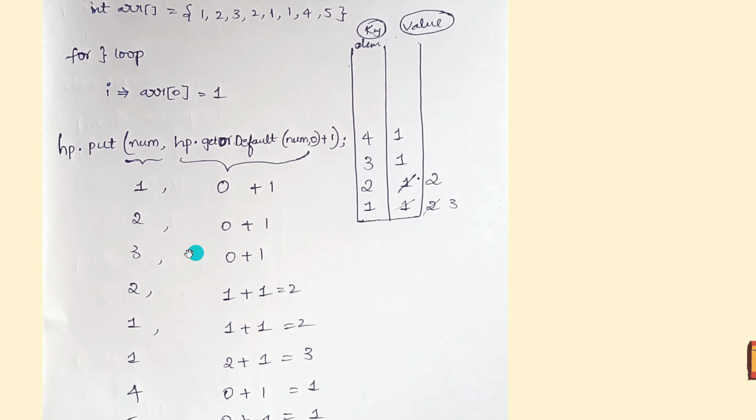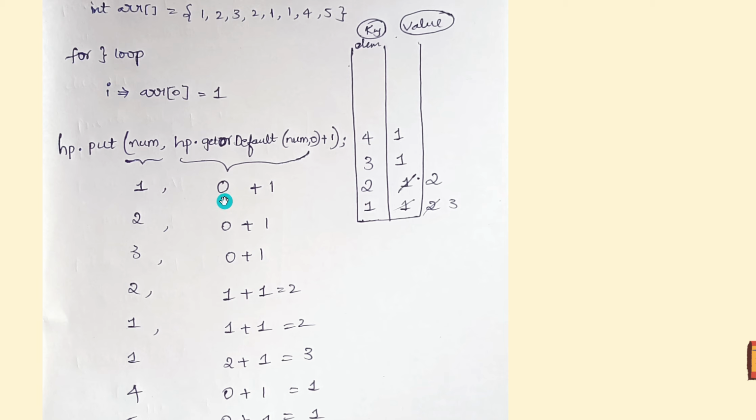Okay, 1 has occurred once. Now 3, on i plus plus, is not present, so its count is made 1. Here, for 1, it is returning 0, and 0 plus 1. What is it returning when you put into the hash map, hp dot put num comma, 0 or 1? It is returning something.